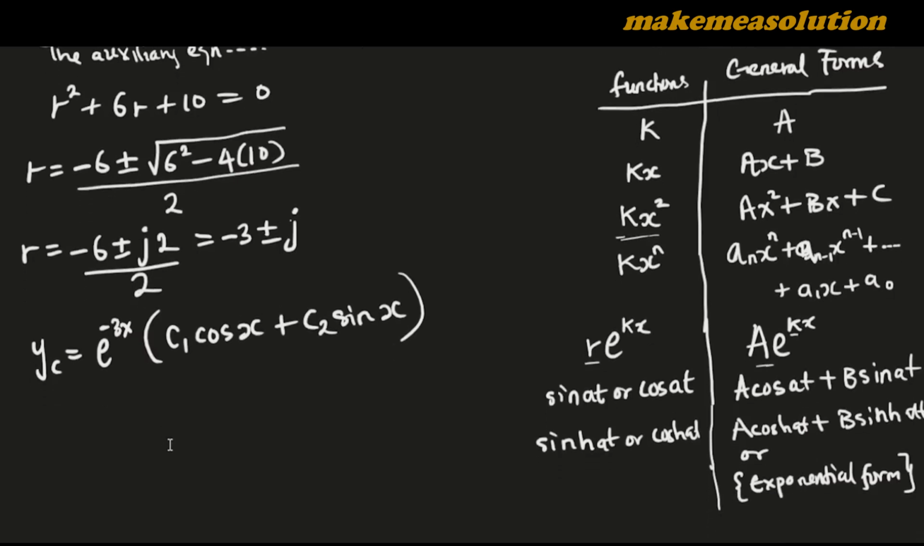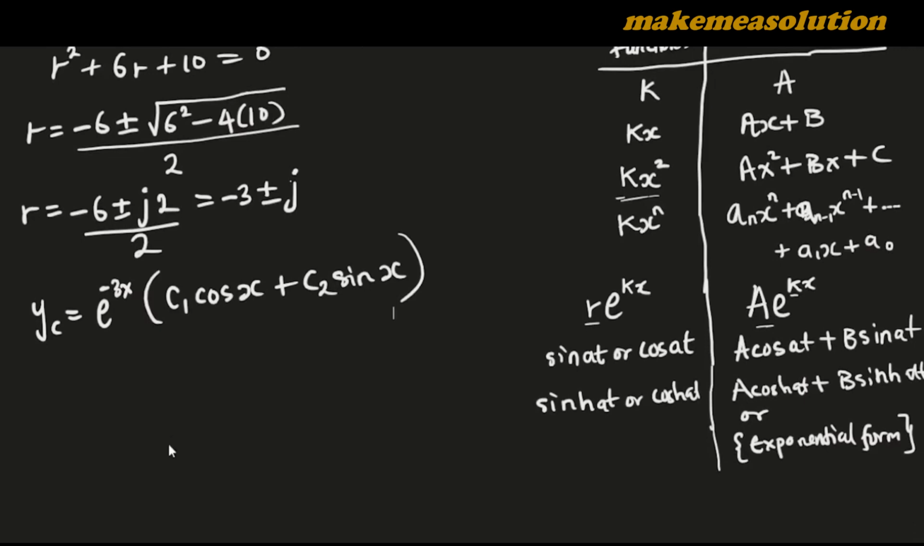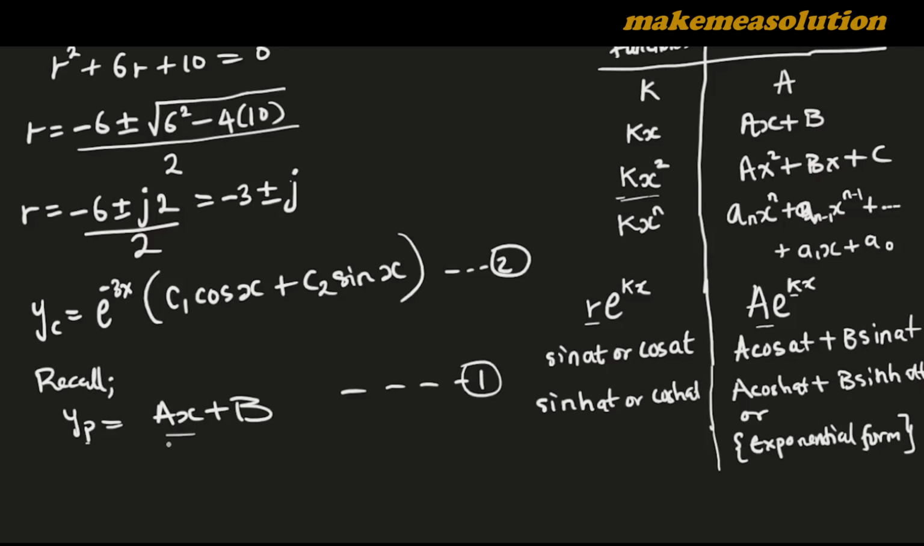Now that you have obtained your complementary function, you are now going to recall your assumption for yp. Yp was ax plus b. Is that okay? Now you're going to compare the form of your particular integral. Let me call this equation 2 and this is equation 1. You compare the form of your particular integral with the complementary function.